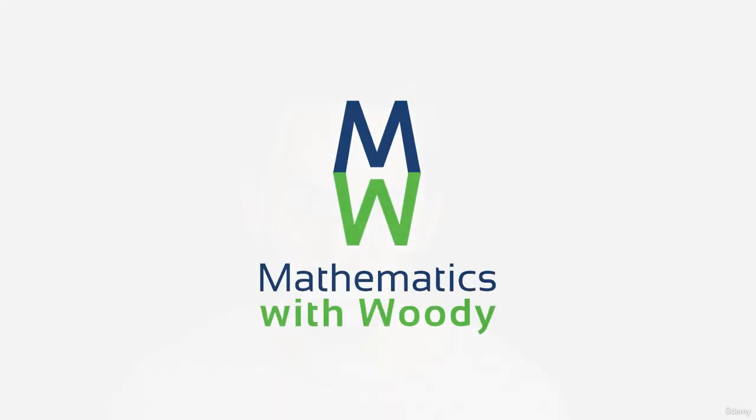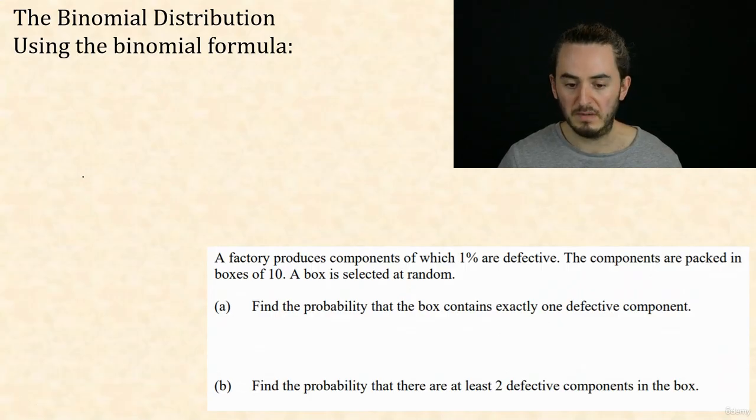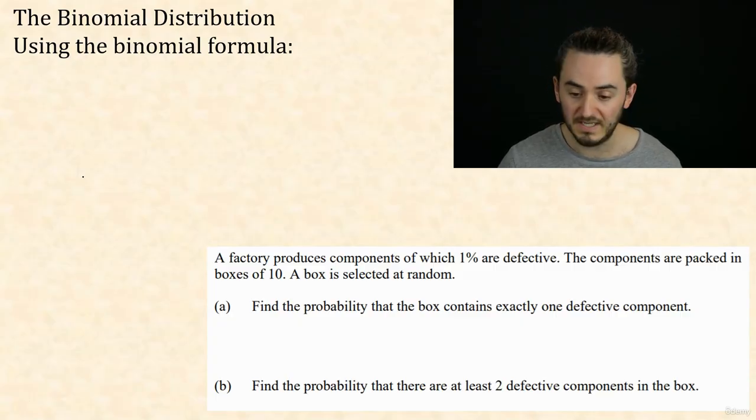In this video, we're going to look at another example of using the binomial probability formula to solve a probability question. Let's have a look. A factory produces components of which 1% are defective. The components are packed in boxes of 10. A box is selected at random. Find the probability that the box contains exactly one defective component.